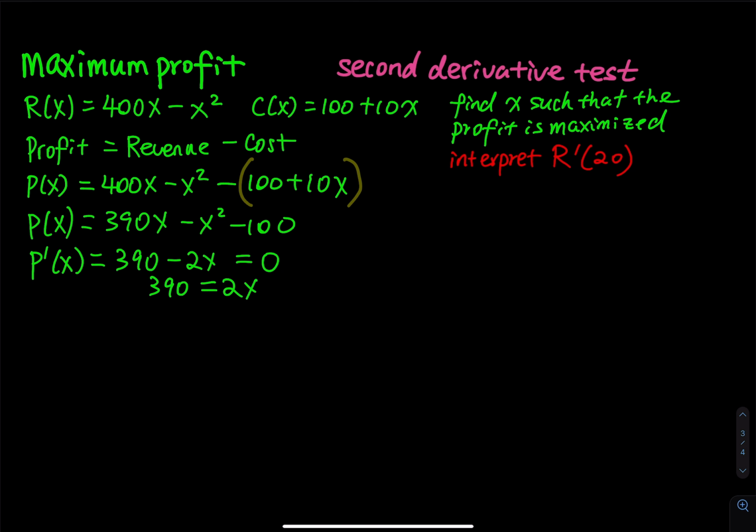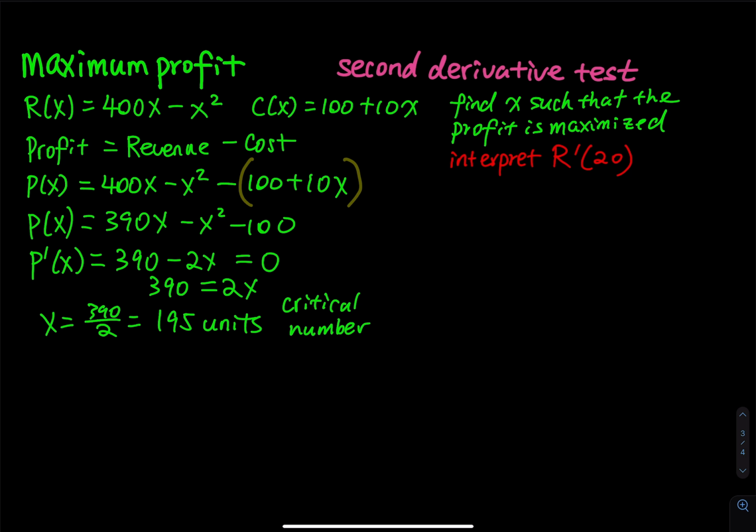So what does that mean? That means x equals 390 divided by 2, so that is equal to 195 units. So this is a critical number. Oh, I didn't say what x represents, right? Let's say x represents the number of units because we are talking about this business stuff, right?